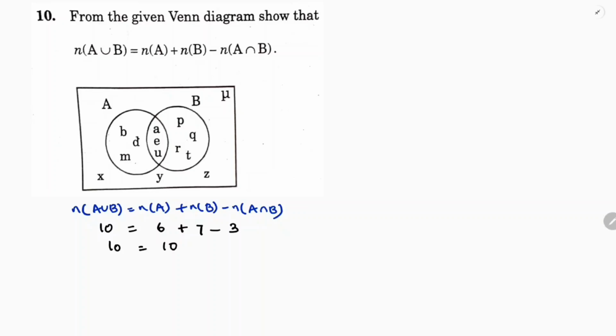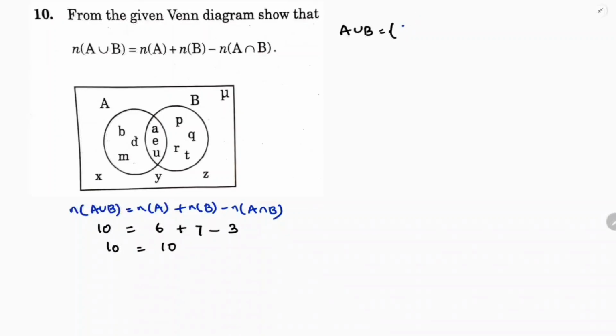This is a problem, but as it is asked for 4 marks, if you write in detail it will be better. Write first A union B, all the elements of A and B: B, D, M, A, E, U, P, Q, R, T. So the number of elements in A union B, if you count now: B, D, M, A, E, 5, 6, 7, 8, 9, 10. There are 10 elements.